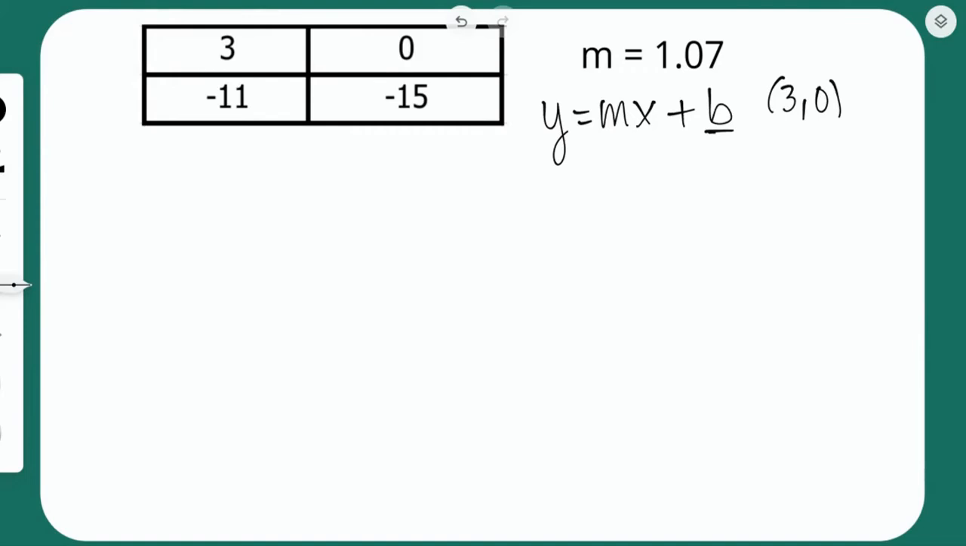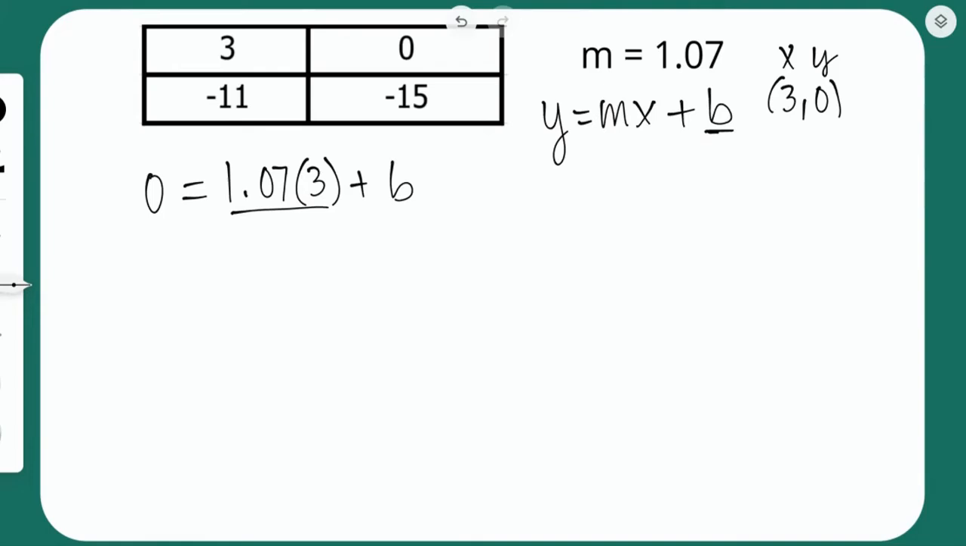So I'll replace y with 0. I will replace m with 1.07. And I will replace x with 3. And what we have left is just to find b. Okay, so b is our only unknown in this situation. So let's do the multiplication right here first.